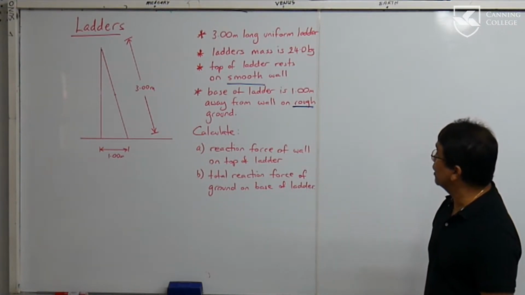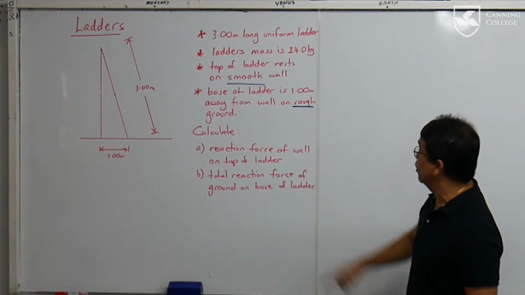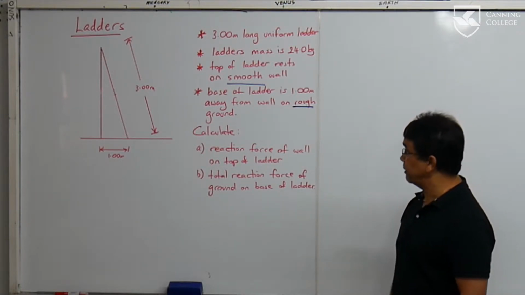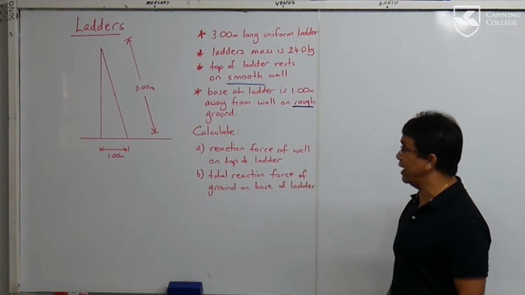The base of the ladder is 1 meter away from the wall on rough ground. Put all of that on the diagram. What does rough mean in physics? It means that we have to take friction into account. The first part of this question is, what's the reaction force of the wall on top of the ladder?